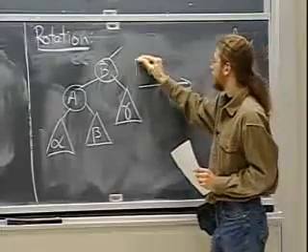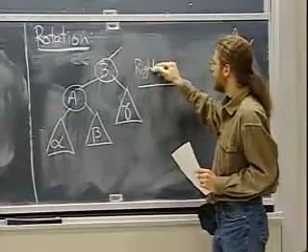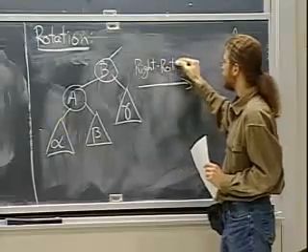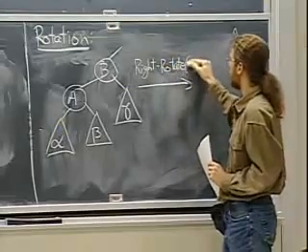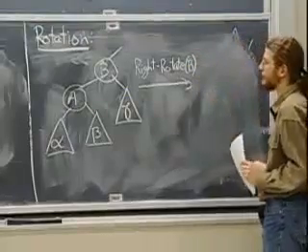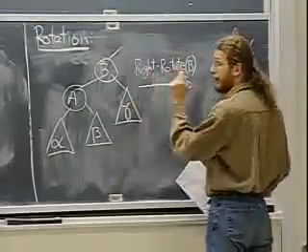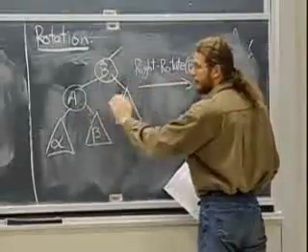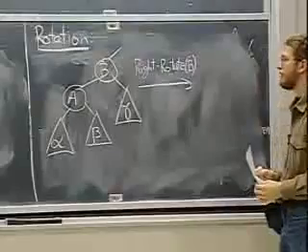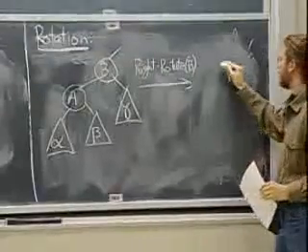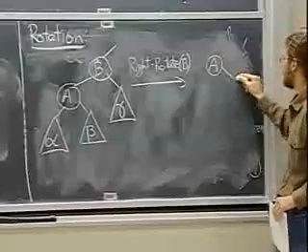And I'll define the operation right rotate of B. So in general, if I have a node B, I look at it and I want to do a right rotation. I look at its left child and draw this picture, all the subtrees of those 2 nodes. And I create this tree.